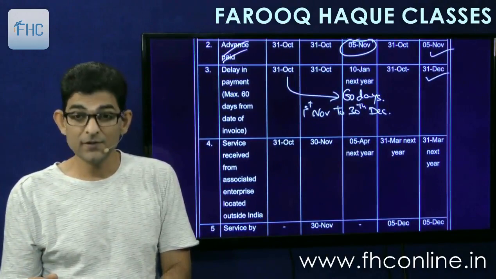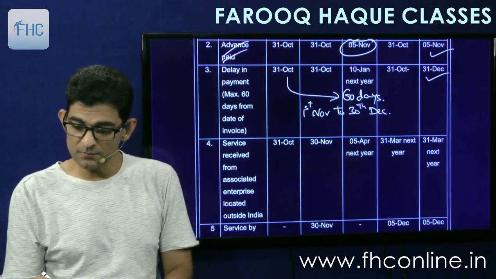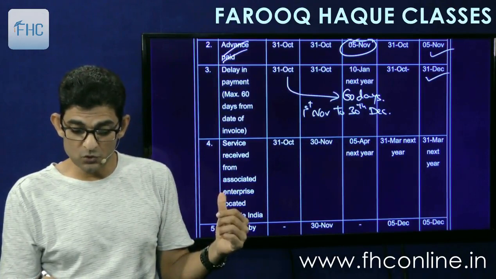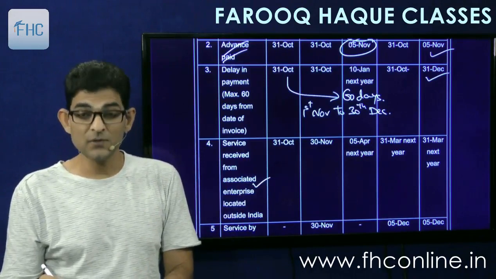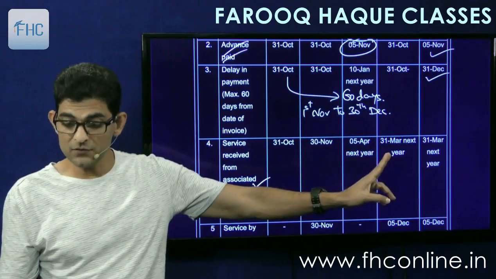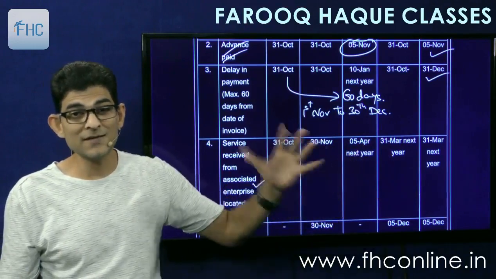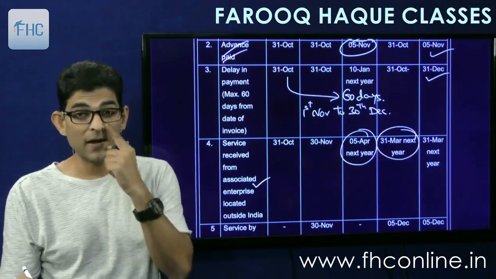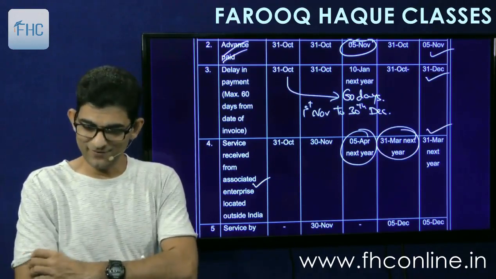Okay. Then next, 31st October, 5th April of next year. So this is also later. So again the same thing. Oh, but this is service received from an associated enterprise located outside India. Oh, this is an associated enterprise case. So in the associated enterprise case, we take the book entry, 31st March, or the date of payment, whichever is earlier. So here we don't take that 60 days rule. We'll compare this with this and take whichever is earlier. That will be 31st March. Great.